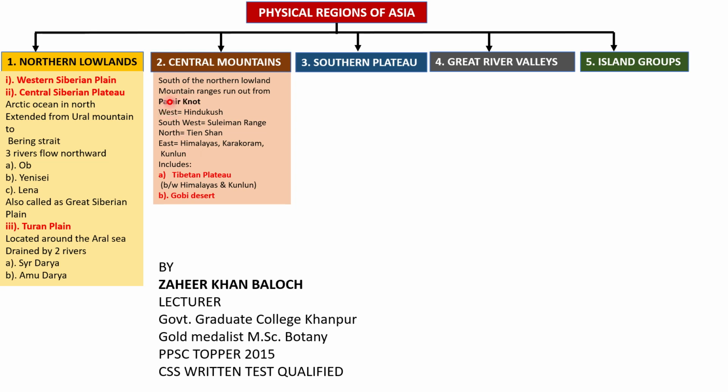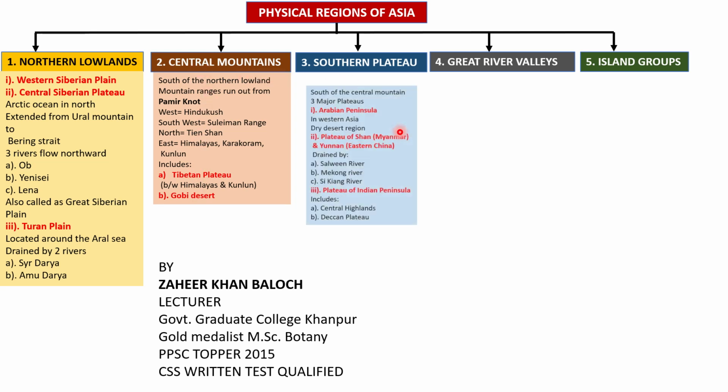A mountain knot is the area from where different mountain ranges radiate or converge. So we can define a mountain knot as the location where several mountain ranges converge or radiate. From the Pamir Knot, the Hindukush range, Suleiman range, Tien Shan range, Himalaya range, Karakoram range and Kunlun ranges radiate. The Tibetan Plateau and Gobi Desert or Mongolian Plateau are also included in the central mountain regions.